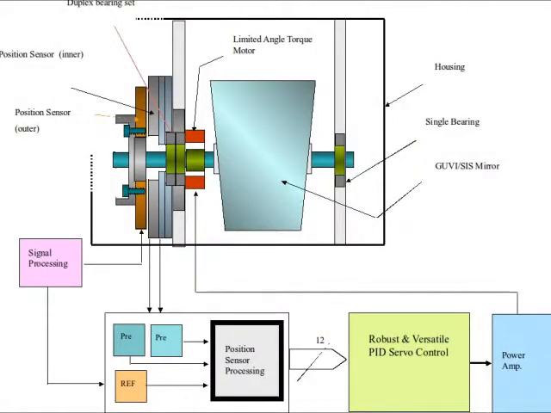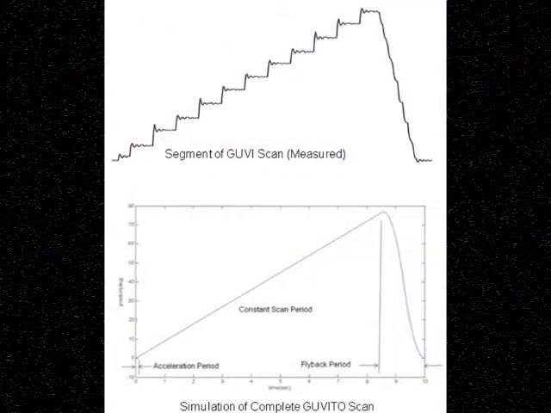So this is a picture of the scan mechanism itself, and this is a picture showing you the GUVI stair-step scan that's caused by the gearbox mechanism that was used in GUVI.